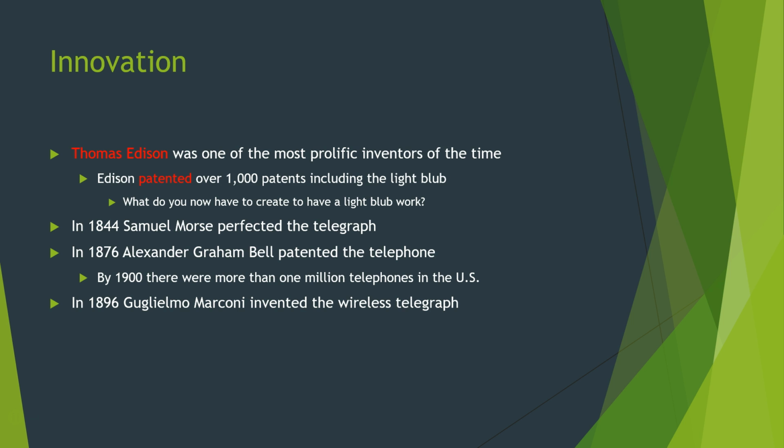In 1844, we've got Samuel Morse, who perfected the telegraph. If you notice the last name, Morse, telegraph, we get Morse code out of that. In 1876, Alexander Graham Bell patented the first telephone. If you Google Alexander Graham Bell's voice over phone, we've actually got recordings of what his voice sounded like as he made that first telephone call, which is pretty cool. From 1876 to 1900, you end up with more than 1 million telephones in the United States. And in 1896, we've got Guglielmo Marconi, who invented the wireless telegraph, which is really important because it's a really early concept of wireless technology.